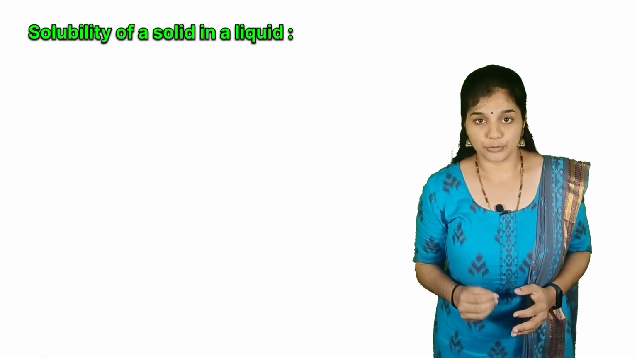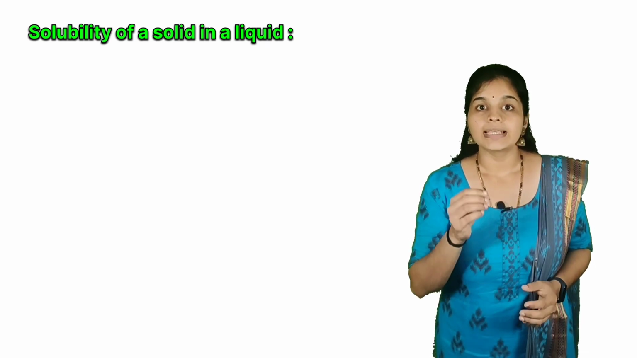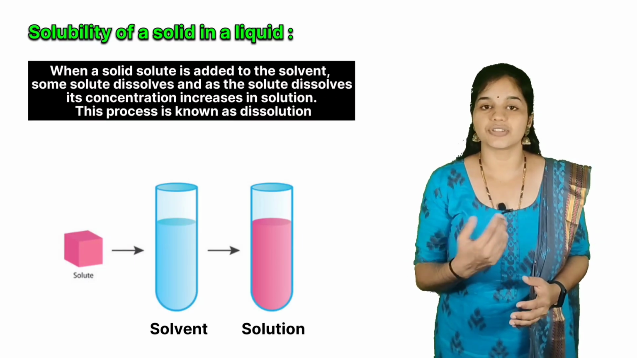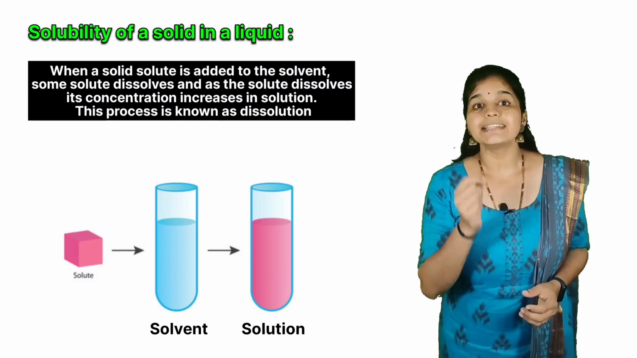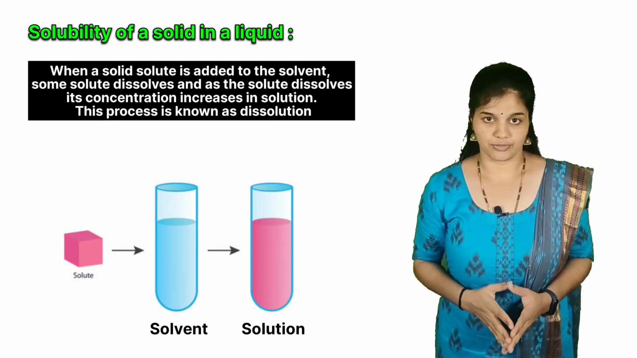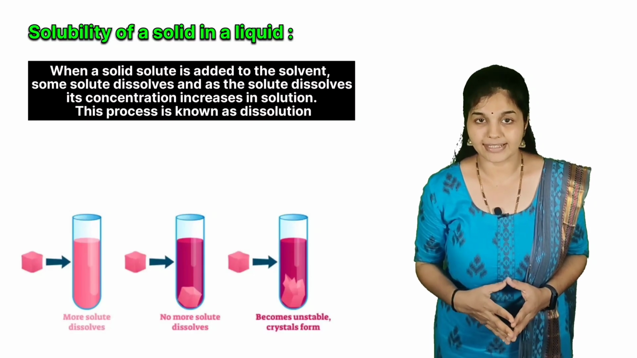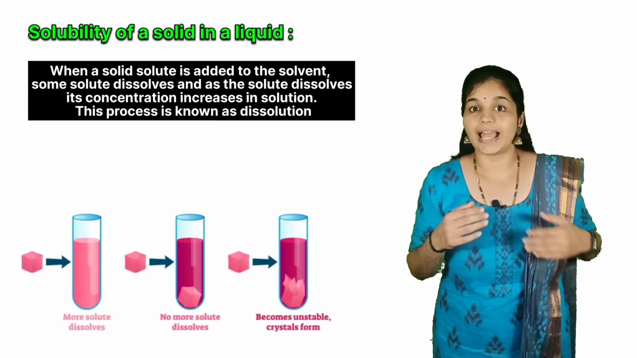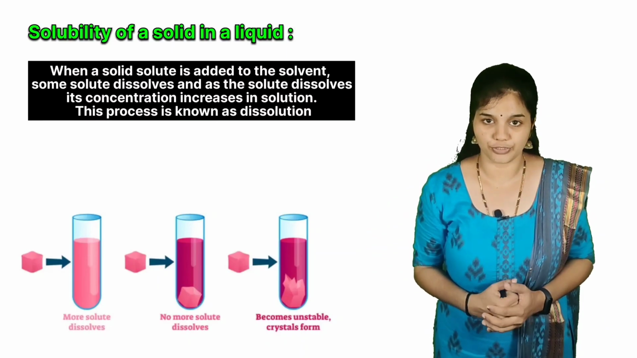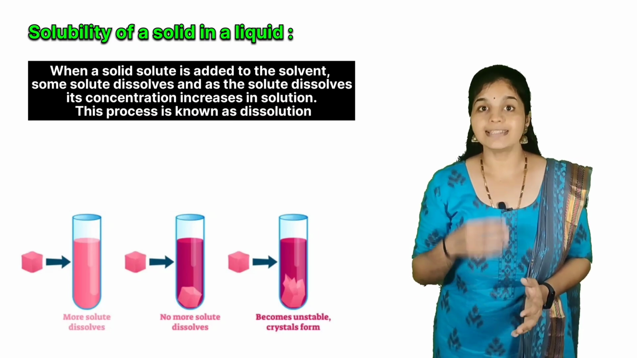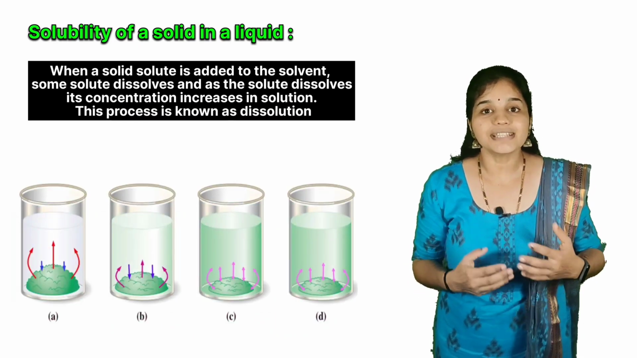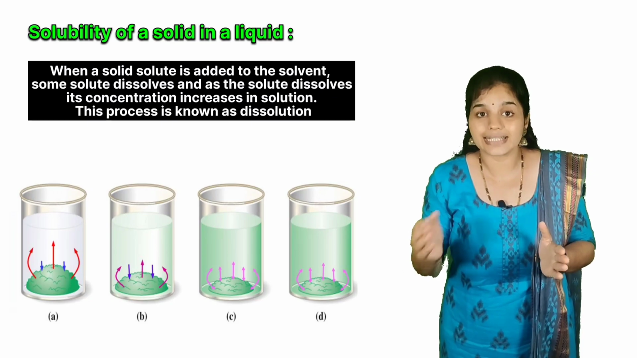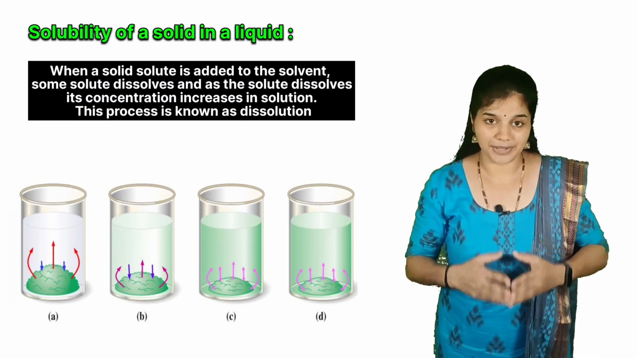When a solid solute is added to the solvent, some solute dissolves, and as the solute dissolves, its concentration increases in the solution. This process is known as dissolution. Some solute particles in the solution collide with the other solid solute particles and get separated out of the solution. This process is known as crystallization. After some time, the two processes, that is the dissolution and crystallization, occur at the same rate.